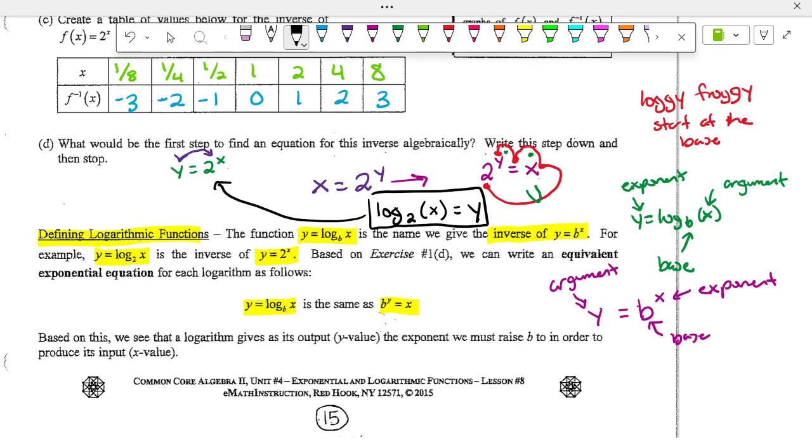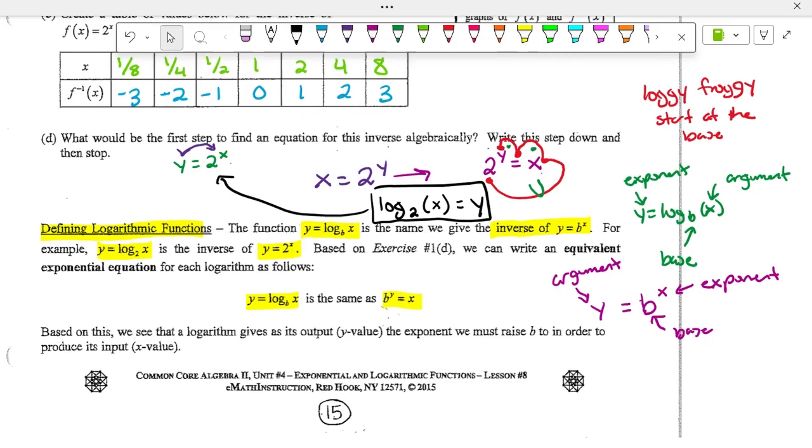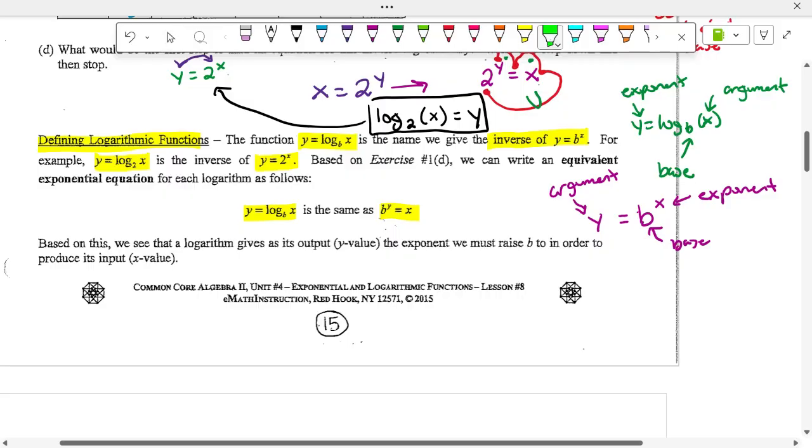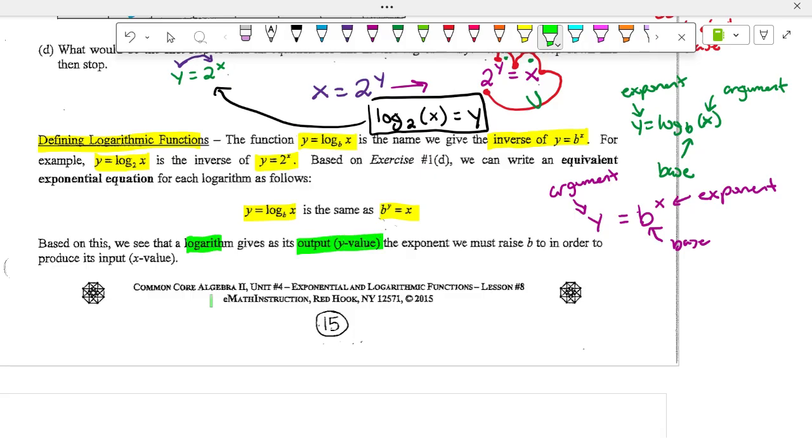Now, what makes logarithms so great? What a logarithm actually does is give as its output the y value. So when we do a log, the y value that we get out of it is actually the exponent that we would raise b to in order to produce a certain input x value.